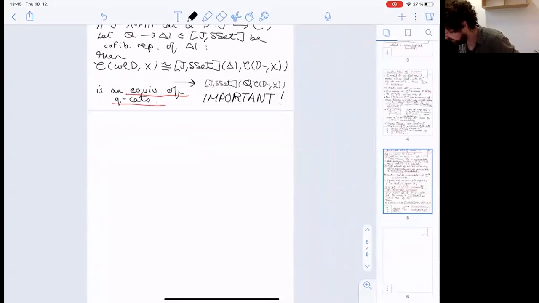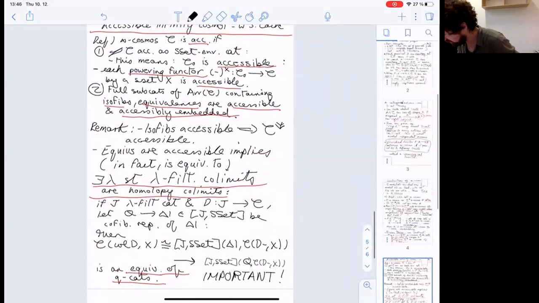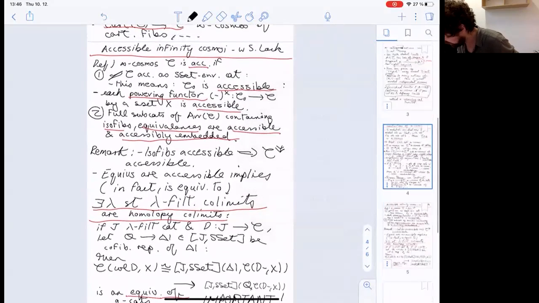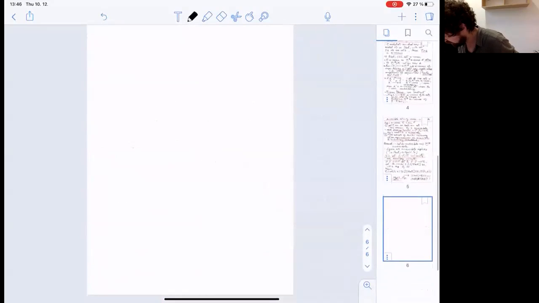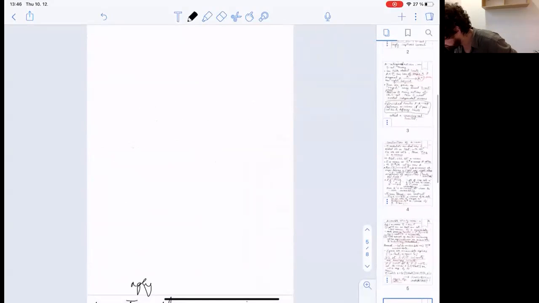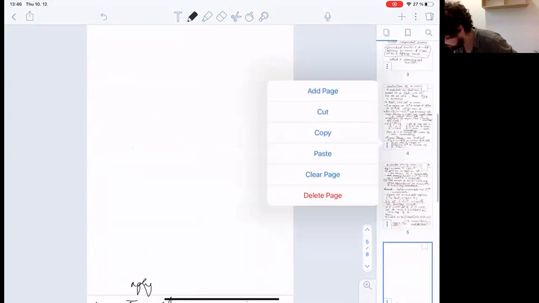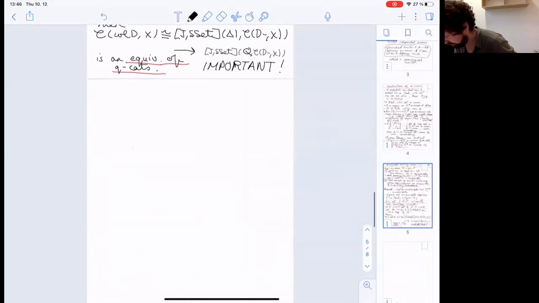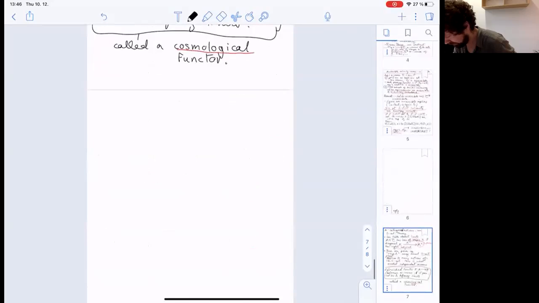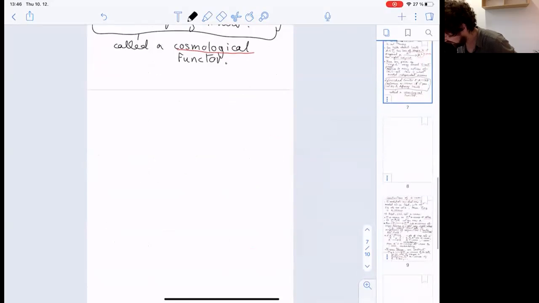So now, hopefully this works. Oh, where's my paste option? So copy, paste. Oh, I've skipped a page. I copied the wrong page today. Sorry about this. Copy. Paste. Okay.